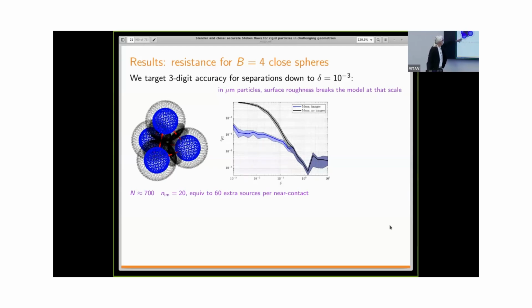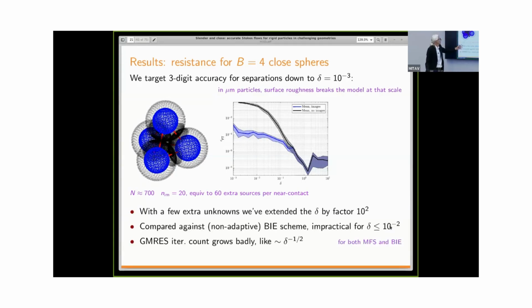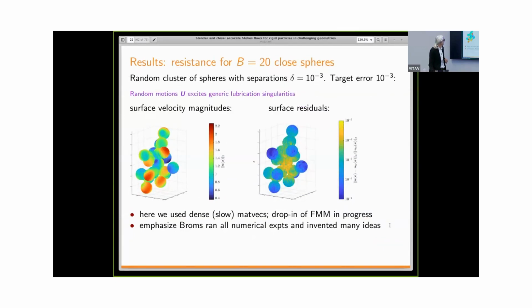Right, and you throw in a few extra sources, a few extra terms here, and you're getting like 2 orders of magnitude closer objects almost for free. So it's not quite for free, because the SVD you have to do has to be done afresh for each sphere, because you've got new unknowns there. But we're trying to work on a way of interpolating that. We'll see. Okay, so here's a larger cluster showing 3-digit accuracy for arbitrary motions, arbitrary forces and torques.